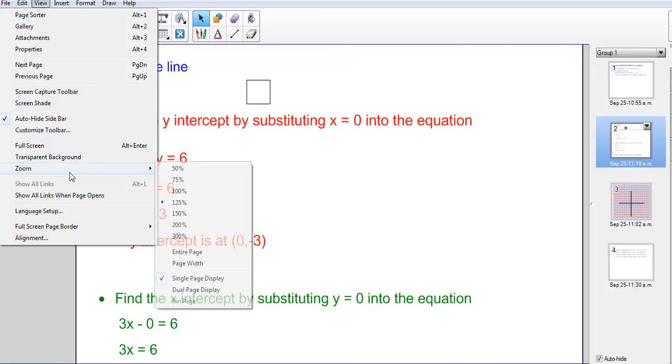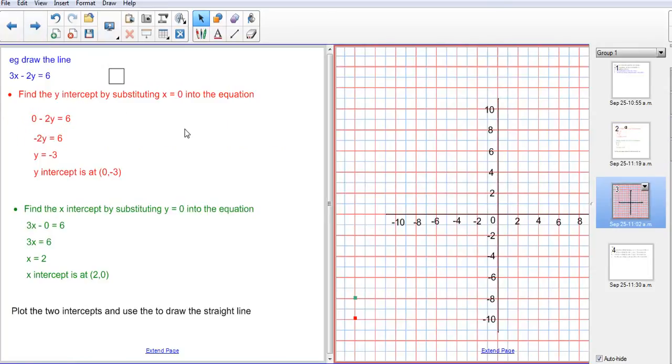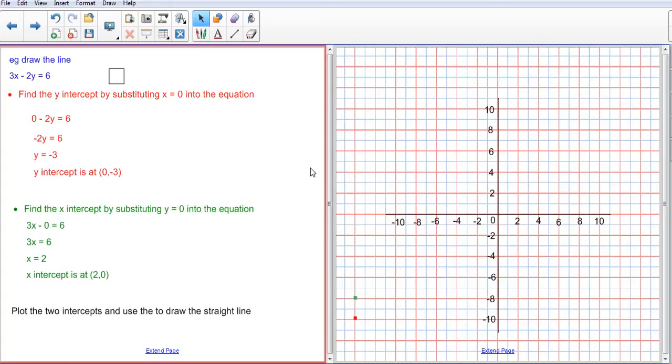I'll get two sides up so we can show it side by side. So I've got an example here. We've got 3x take away 2y equals 6. Now the first step in this case is to find the y-intercept, and the way we do that, we substitute x equals 0 into our equation.